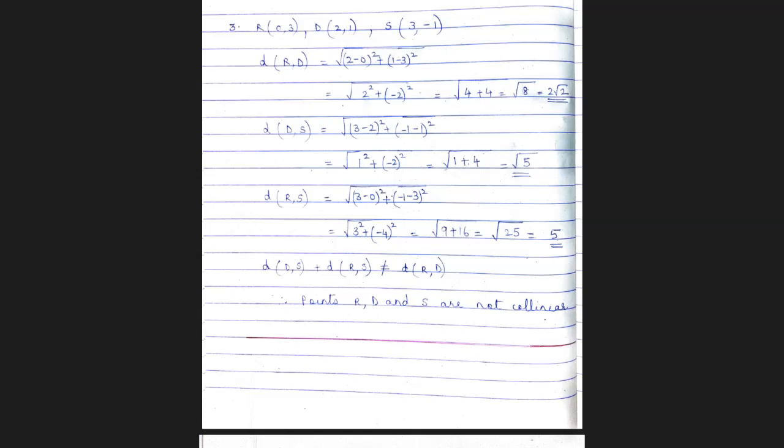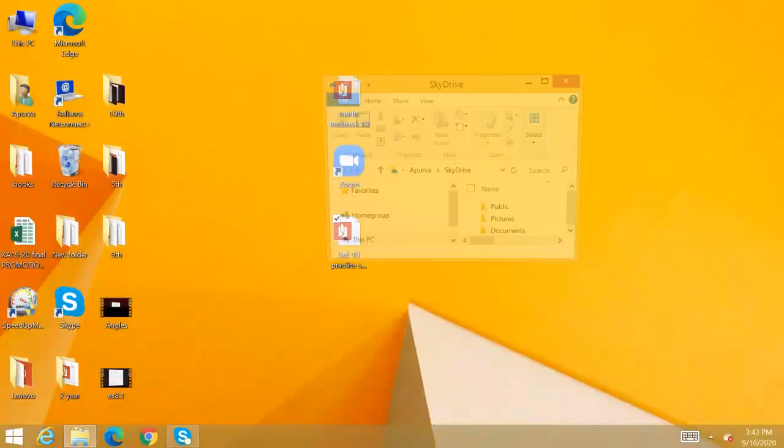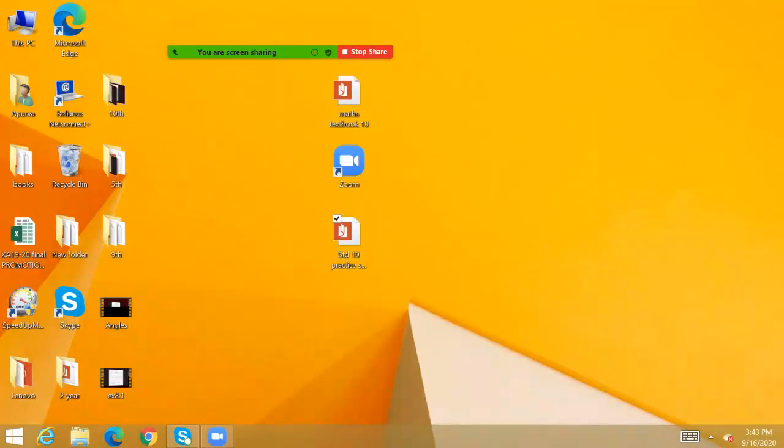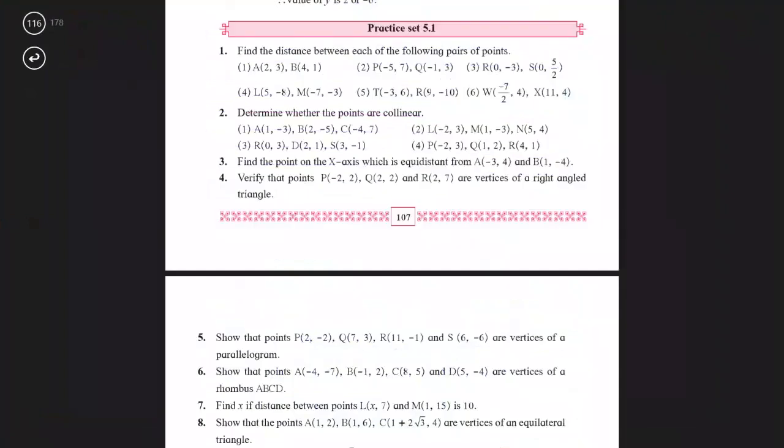Using the distance formula, you get 2 root 2. Distance of DS is root 5. Distance of RS, you get 5. Now, even if I add any two of these values, I do not get the third. And therefore, the points are not collinear. So this is how you have to solve the next two sums also. Out of the 4 sums, I have done 2. The remaining 2, you will try out yourself.